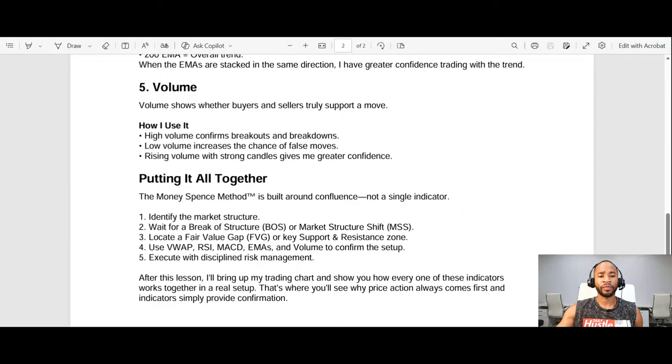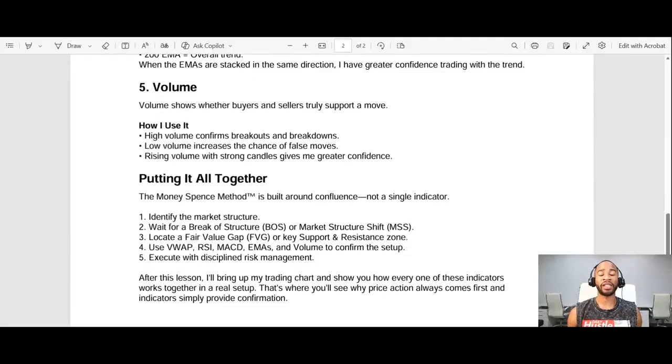Number 5, volume shows where buyers and sellers truly support a move. How I use it. High volume confirms breakouts and breakdowns. Low volume increases the chance of false moves. Rising volume with strong candles gives me greater confidence.